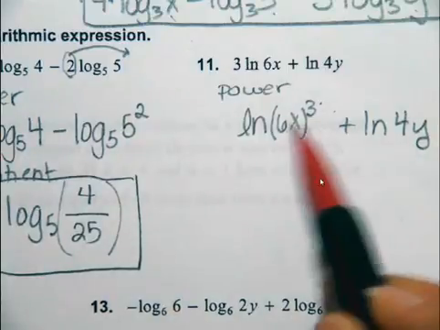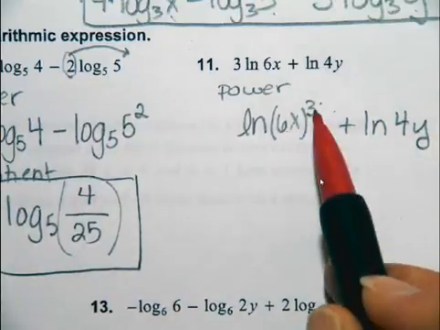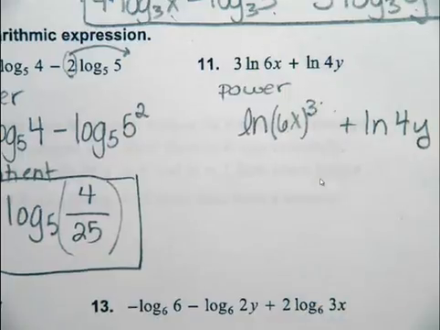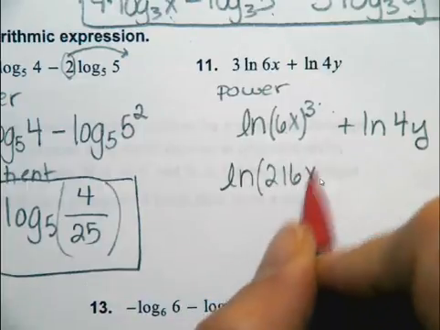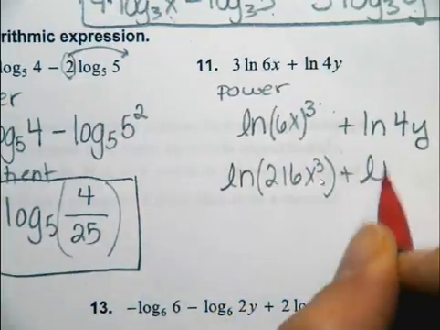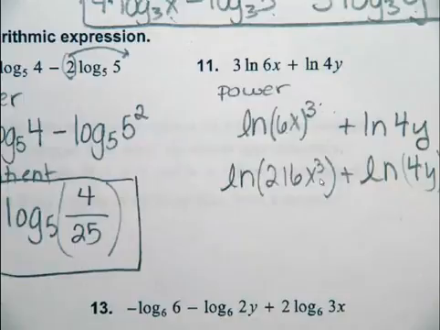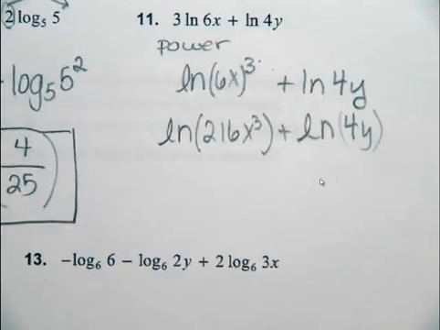If I wanted to simplify this, I would say 6 to the third is 216. Let me double check that. Yep. So this is natural log of 216x to the third plus natural log of 4y. Can I condense it further? And if so, how? Macy, what do you think?